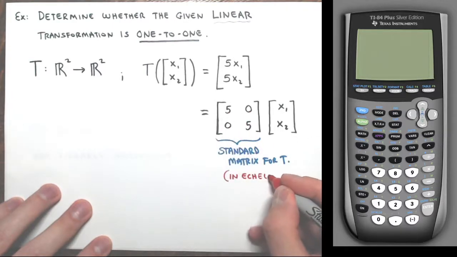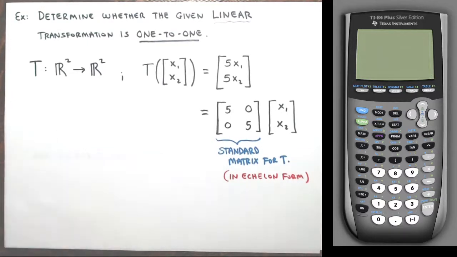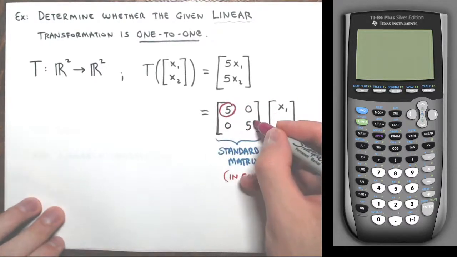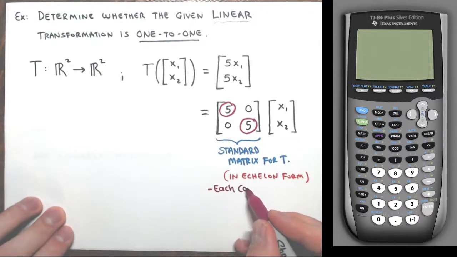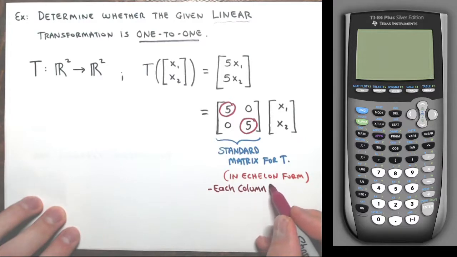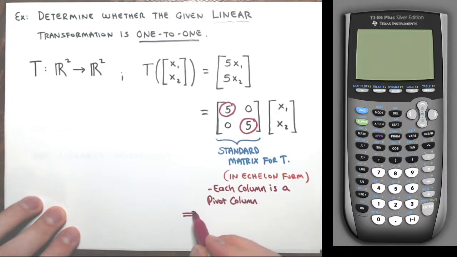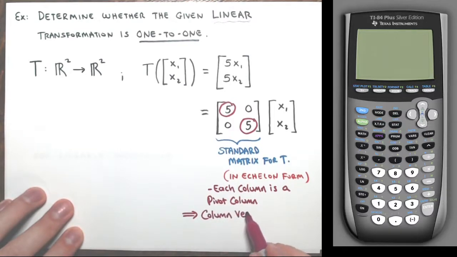But this is already in an echelon form. So look at the pivots, those leading non-zero entries in each row. This 5 here with the zeros below it, and then this 5 here. You see how each column is a pivot column. And that means that the columns of the standard matrix, the column vectors, are linearly independent.